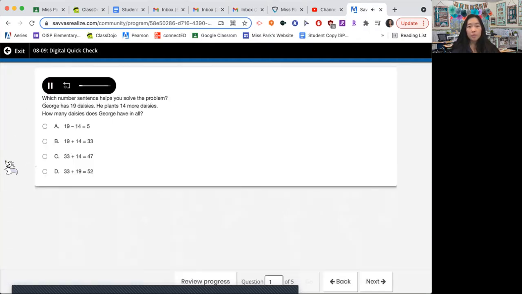Which number sentence helps you solve the problem? George has 19 daisies. He plants 14 more daisies. How many daisies does George have in all? So in your groups, I'm going to try and put 4 of you guys in a group. You guys are going to talk about it.